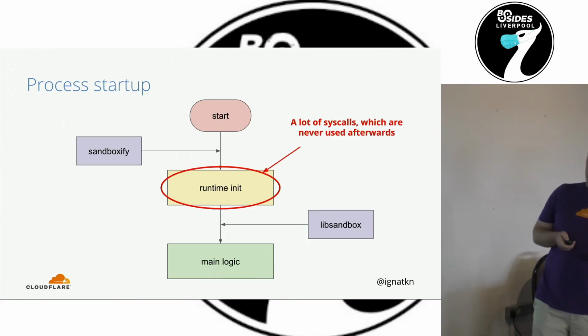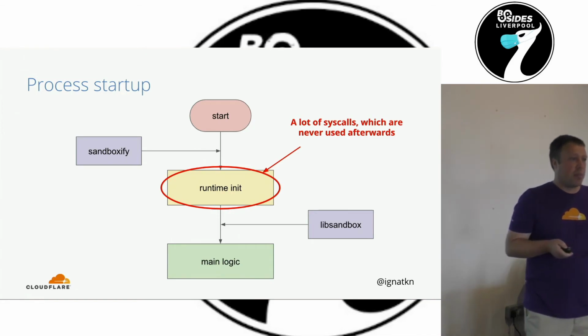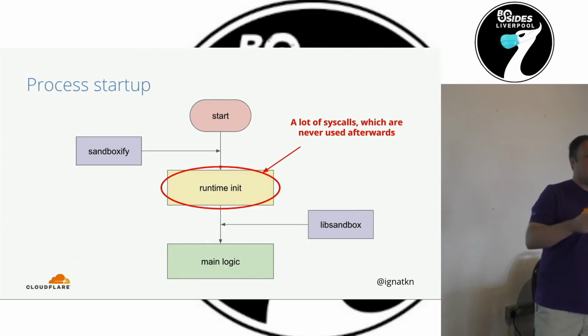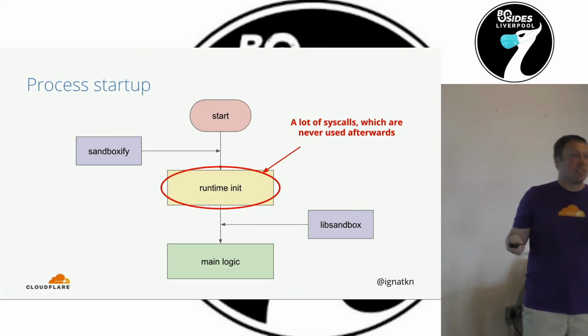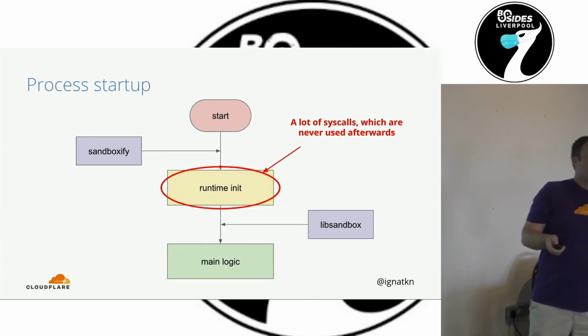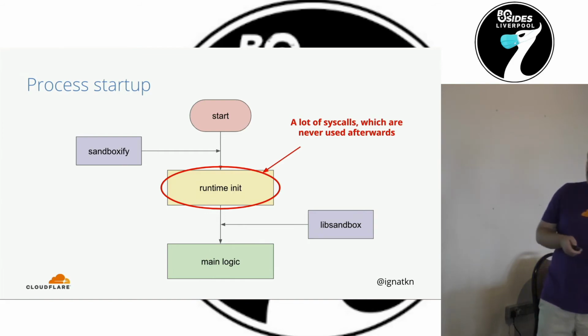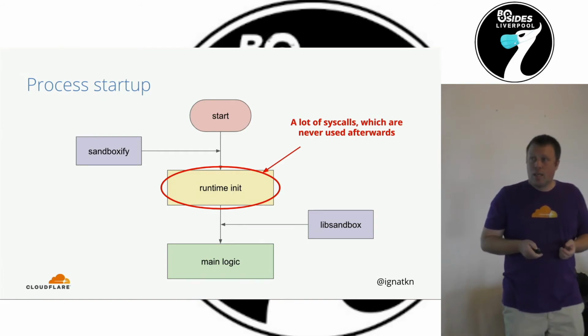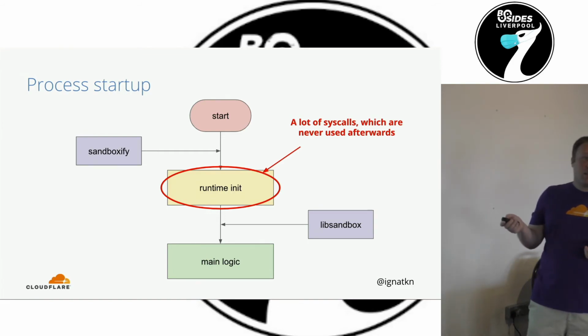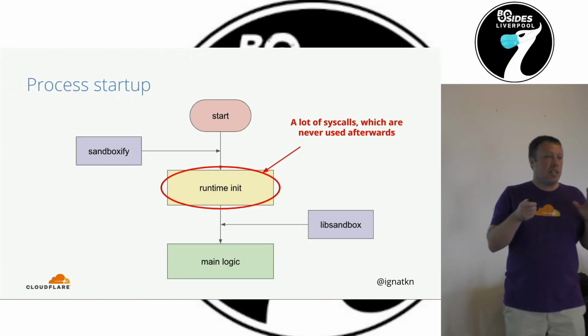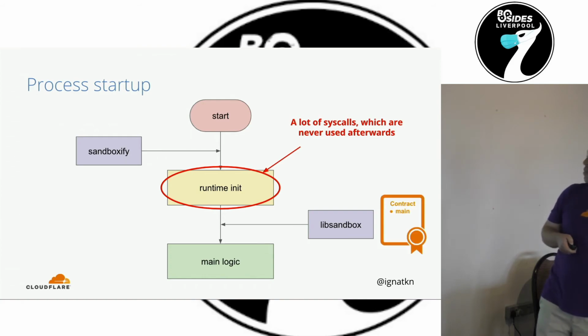Runtime init stage is basically a lot of system calls which are never used afterwards in the application. So there is memory setup and maps and protects, etc. And your main code might not need them in the future. So it would be nice to actually block them when your service operates in production, right? And basically applying the second policy a little bit later allows you to have a tighter second policy there.